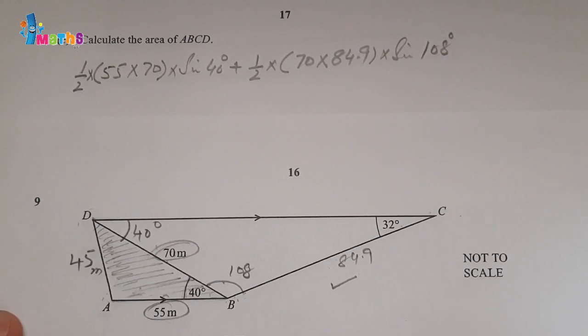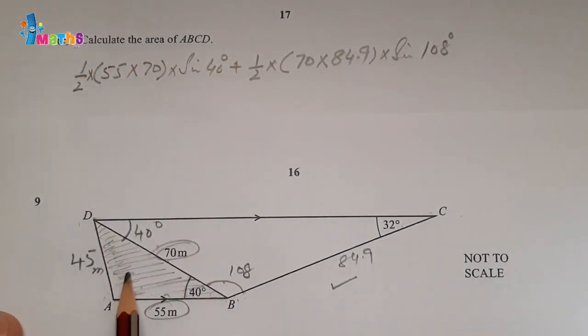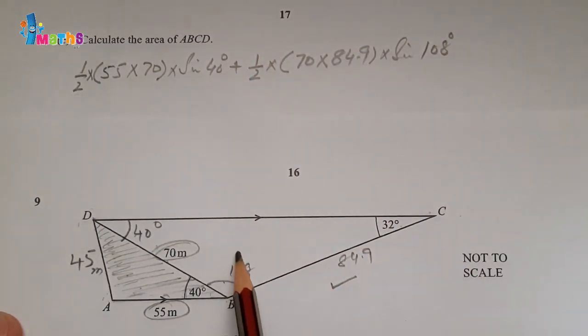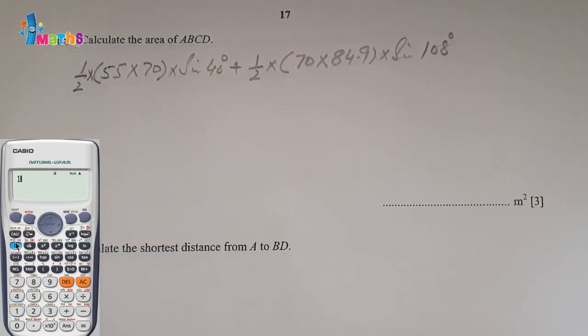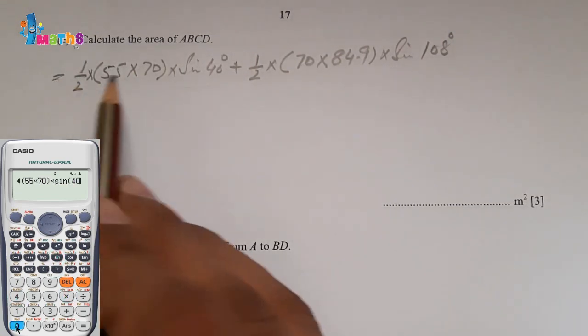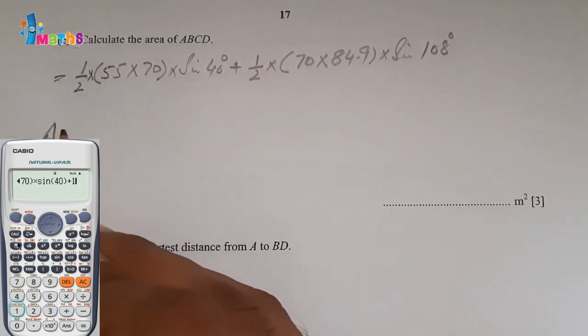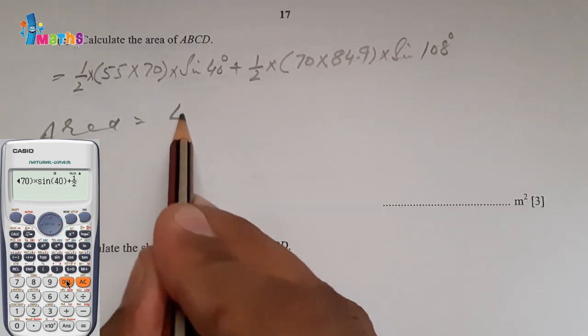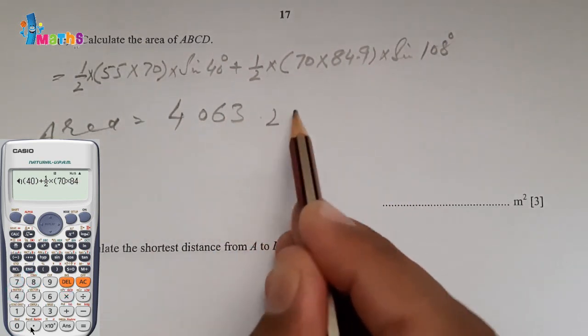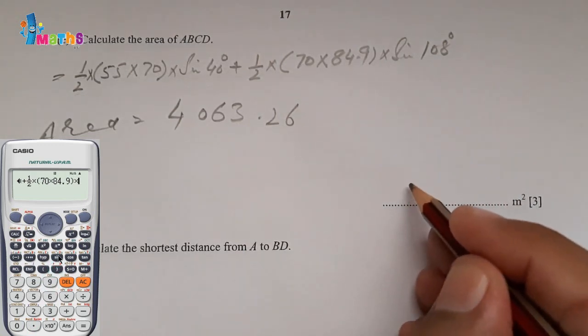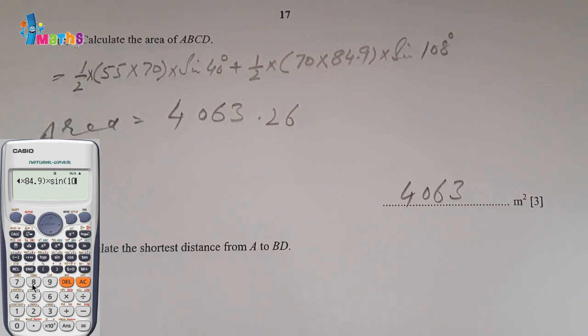So this is the area of this shaded triangle and this is the area of this unshaded triangle, and we have added these two areas to find the area of this trapezium. Now we will use the calculator to find the value. If we insert all these values, the area will be equal to 4063.26, and we can round it to 4063 meters square. This will be our answer.